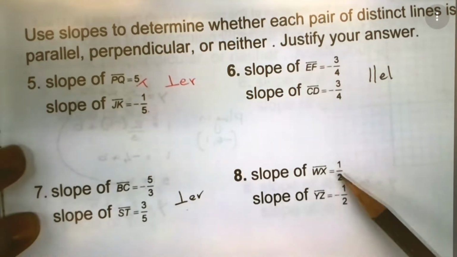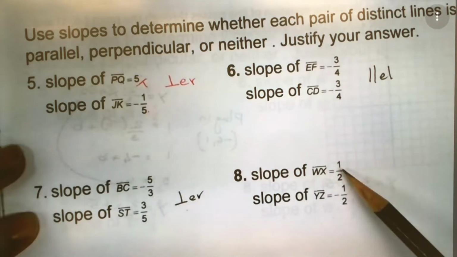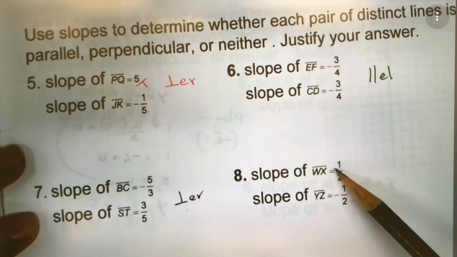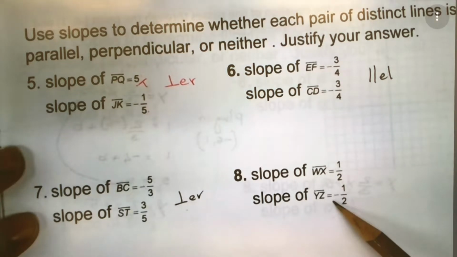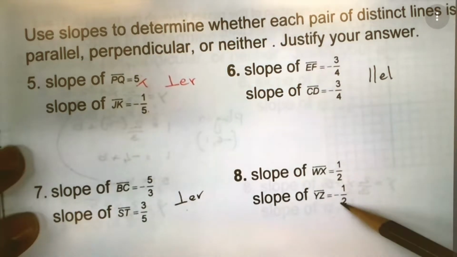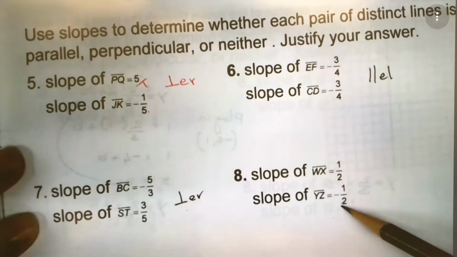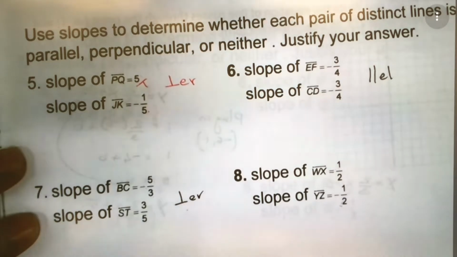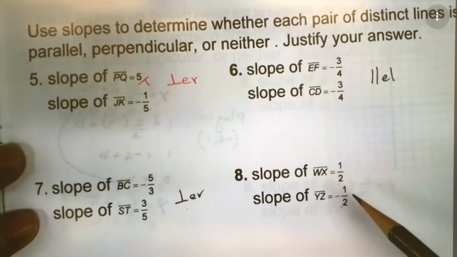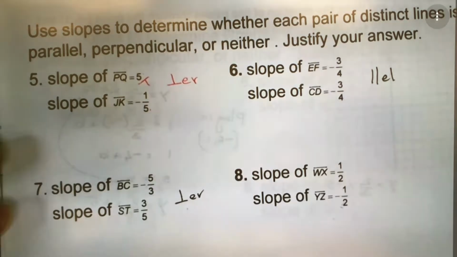And the last one, the slopes are opposite, one positive and one negative, but they are the same numbers. Since the slopes are not the same, they are not parallel. The slopes are also not opposite reciprocals, so they are not perpendicular either. So those lines are neither perpendicular nor parallel.